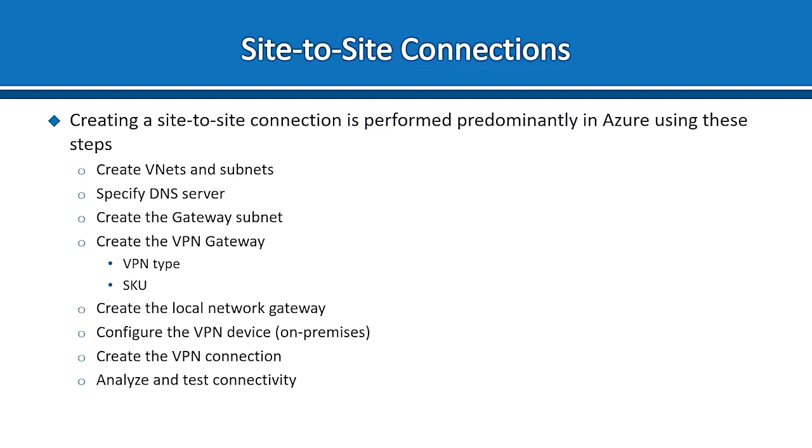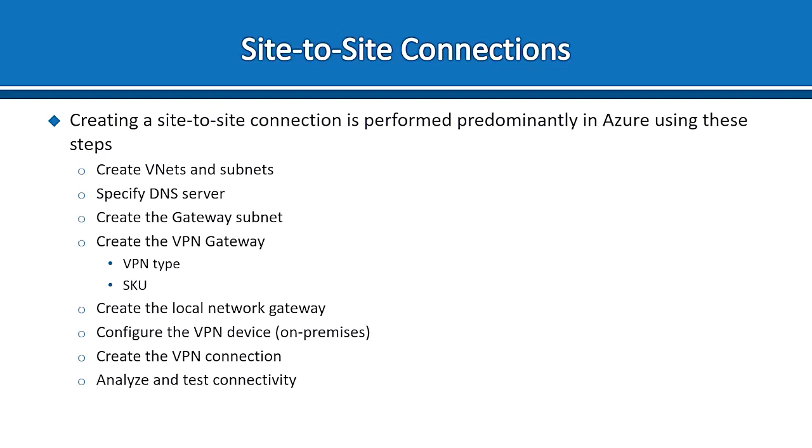An optional step is to specify a DNS server. It's not required to create a site-to-site connection, but if you need name resolution for resources that are in the virtual network, you probably should. And then we have the creation of the gateway subnet. Okay, so up to this point, this is actually the first step. So before you create your virtual network gateway, you create this gateway subnet, and it contains the IP addresses that are used by the virtual network gateway.